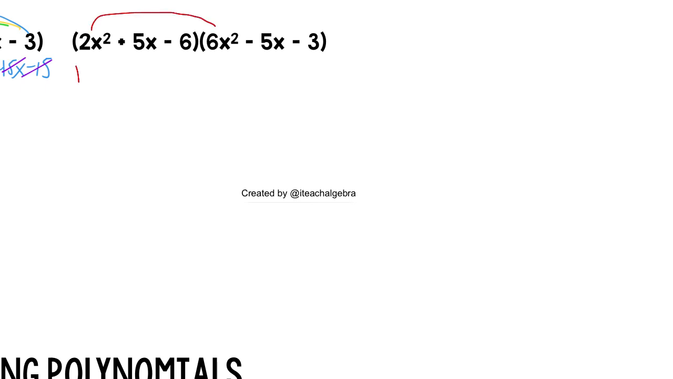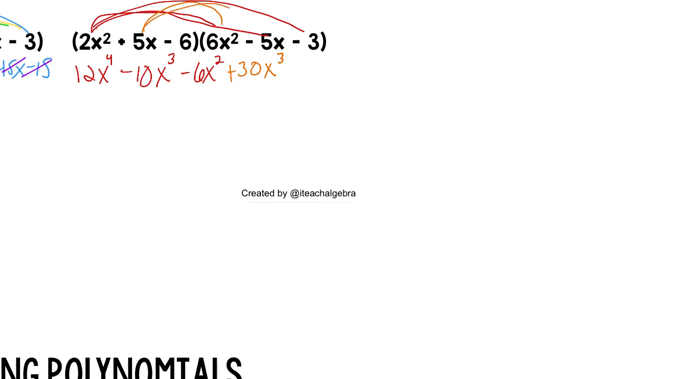2x squared times 6x squared is 12x to the fourth. Whoopsie. And then negative 5 is minus 10x to the third. And then minus 6x squared. 5x times 6x squared plus 30x to the third minus 25x squared minus 15x. Negative 36x squared, minus 30x, plus 18.